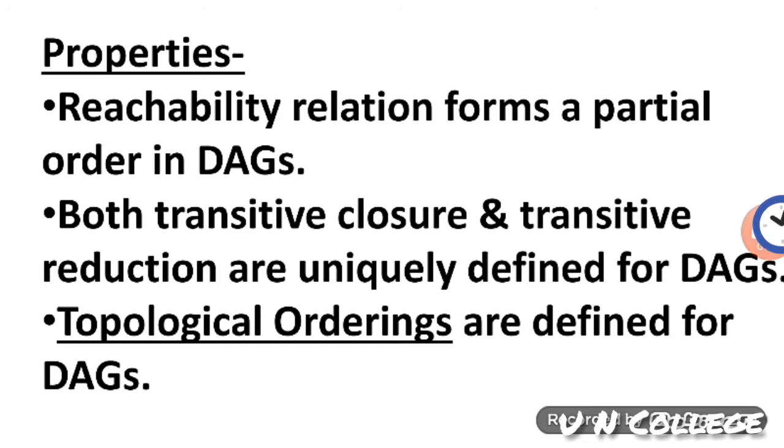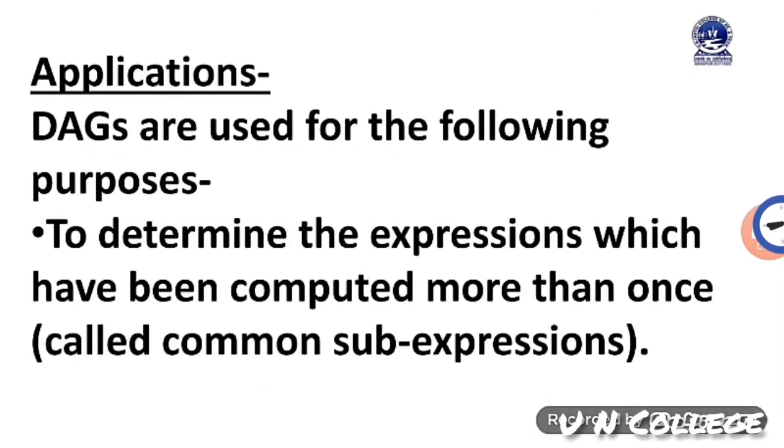Reachability relationship forms a partial order in DAG. Both transitive closure and transitive reduction are uniquely defined for DAG. Topological orderings are defined for DAG. All these are the properties.